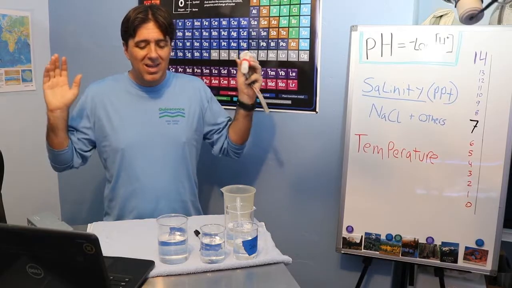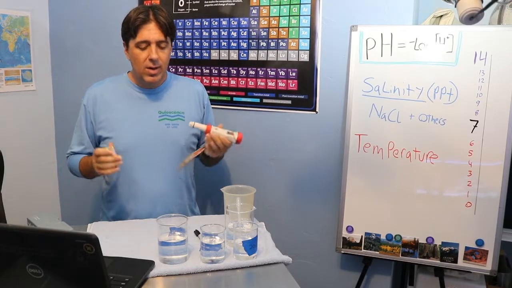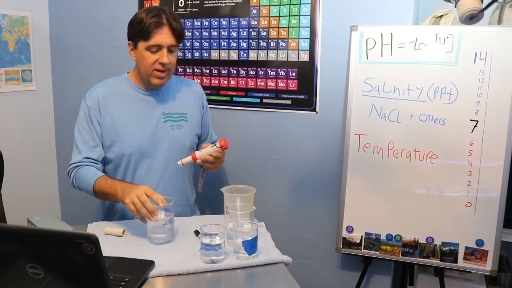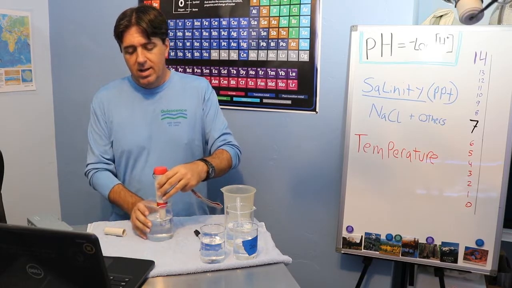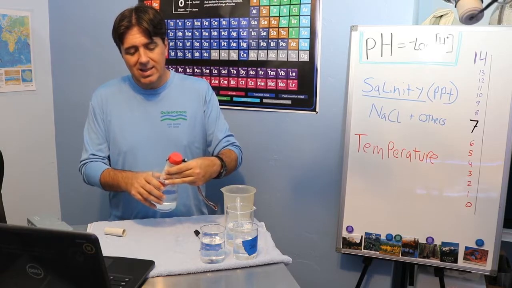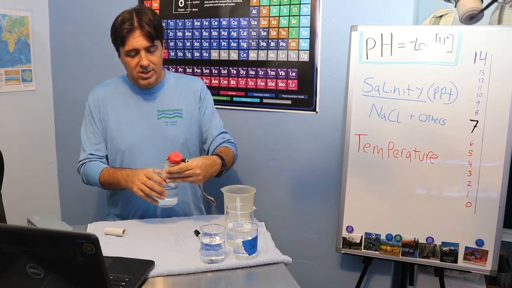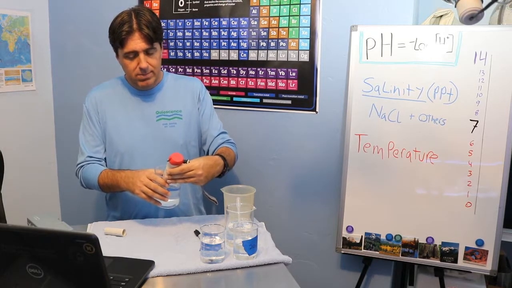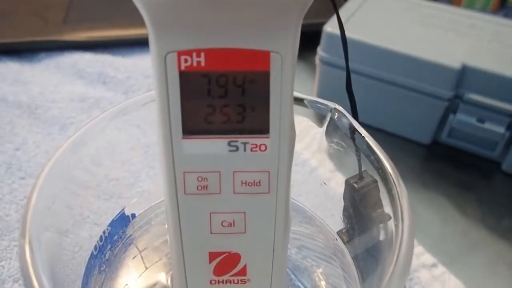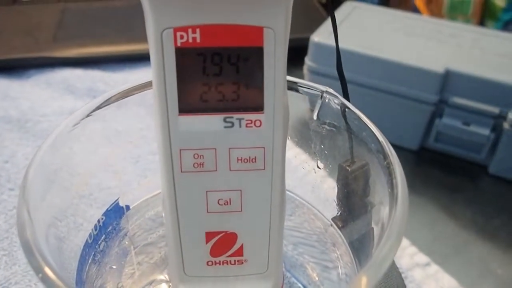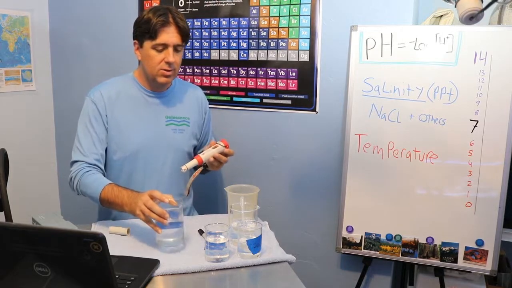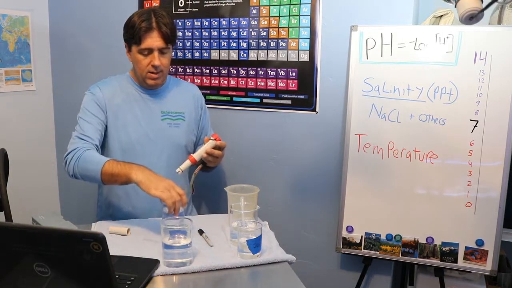So now we're back and we're ready to go. So I'm gonna go ahead and start with the 75-gallon tank, and we're gonna put it in here and mix it around for a second and let the numbers settle out into what they are actually going to be. 7.94. All right, so now let's try the 20-gallon high.